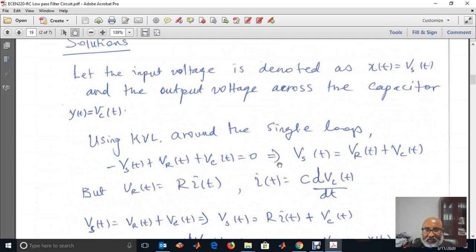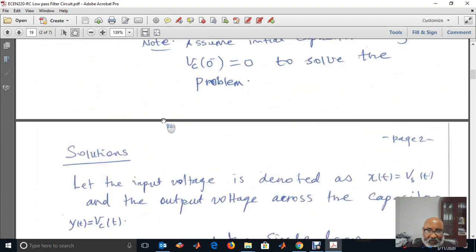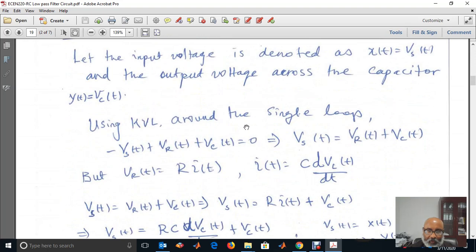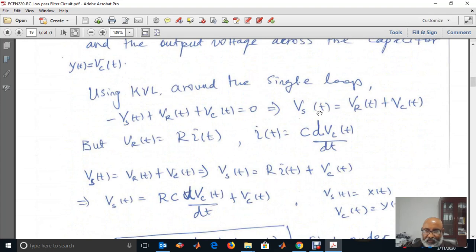Now, let the input voltage be denoted as x of t equal to Vs of t, and the output capacitor voltage be y of t equal to Vc of t. Applying KVL in this loop, we have minus Vs of t plus Vr of t plus Vc of t equal to 0. So which means Vs of t, the source voltage, equals Vr of t plus Vc of t.